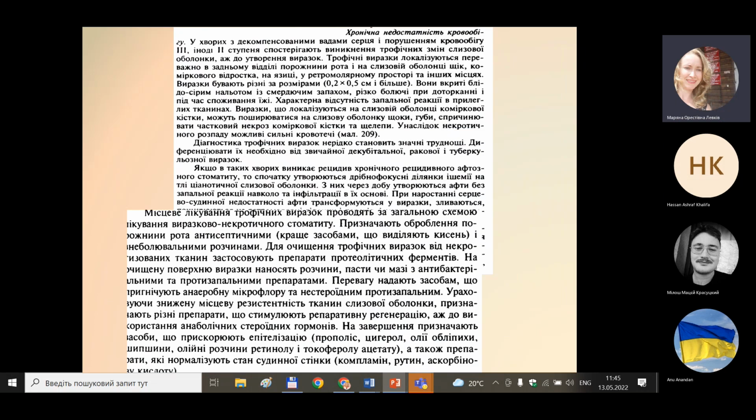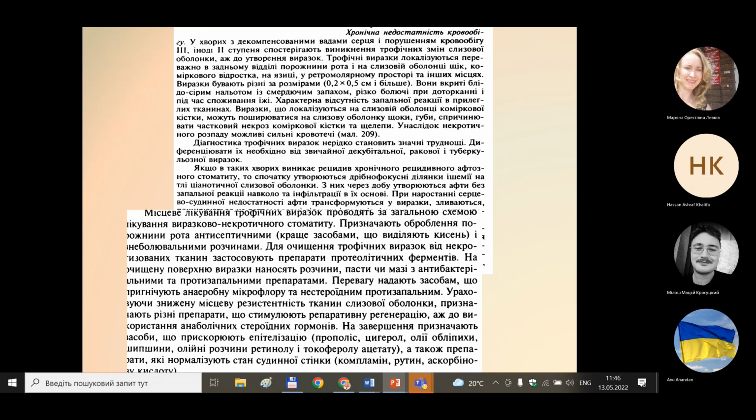But I have here another information. Unfortunately, I did not translate from a Ukrainian book, but I can translate right now. It will be a translation. Trophic ulcers are usually localized in retromolar areas and on the oral mucosa of cheeks, on the tongue as well, and on the mucosa of the alveolar ridge. But places can be different.